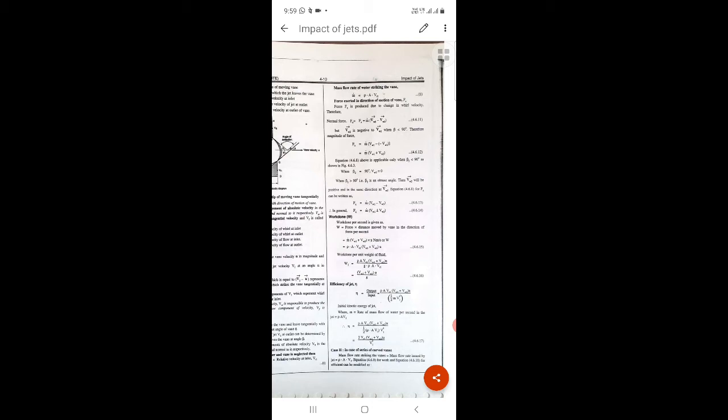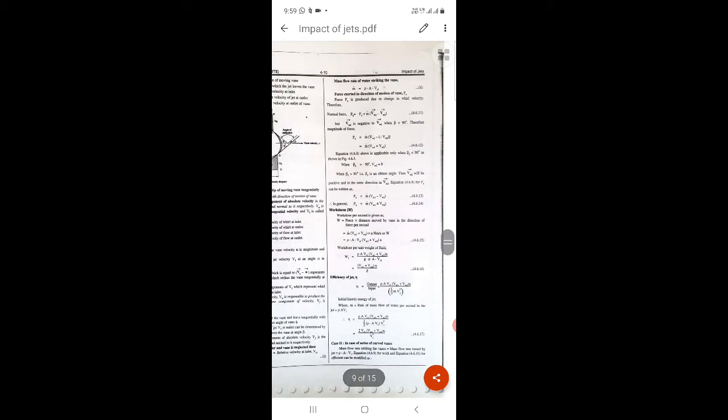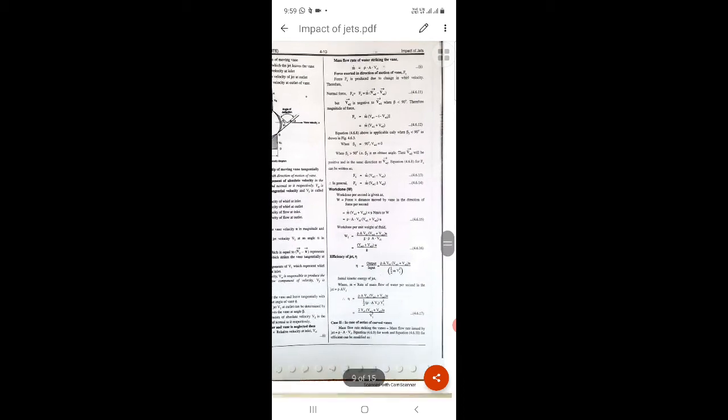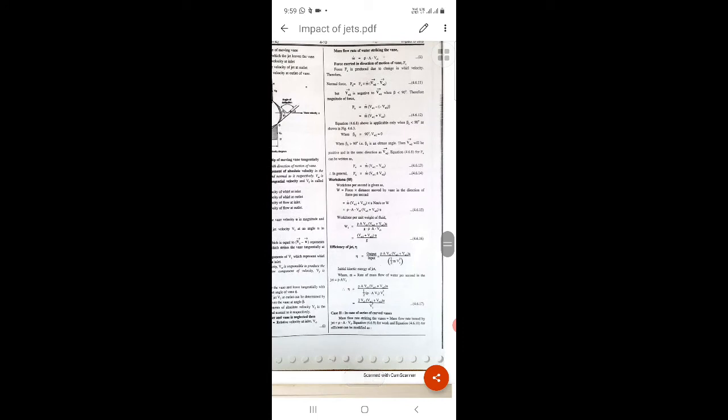This is the force. So there are three different cases: beta less than 90, beta equal to 90, and beta more than 90. So m dot into (VW1 plus VW2). Work done is equal to force into distance, so m dot into (VW1 plus VW2) into U, that is rho a VF1 (VW1 plus VW2) U. With the help of that, calculate the work done.